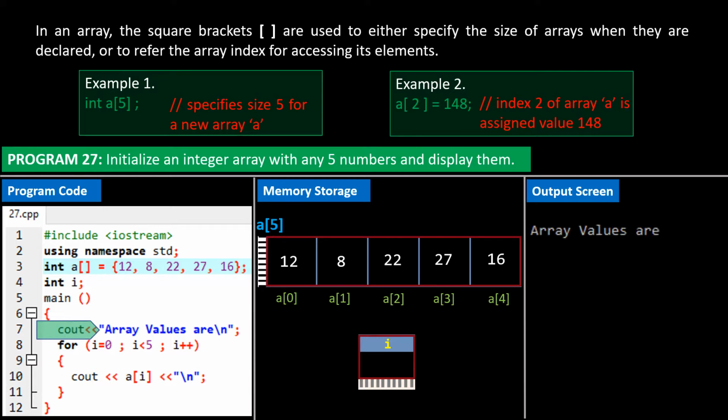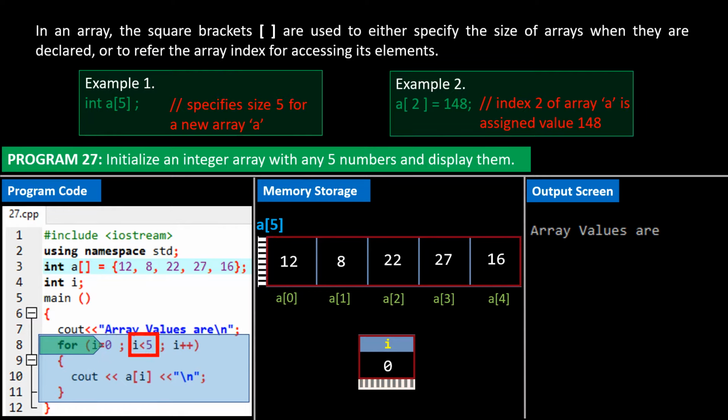On the output screen it prints, array values are, followed by the new line character. The output control shifts to a new line. In the code, program control shifts to the for loop on line 8. We need the loop to execute 5 times, so that the 5 values initialized in array A can be displayed onto the output screen. In the loop initializer, variable I is initialized with 0.